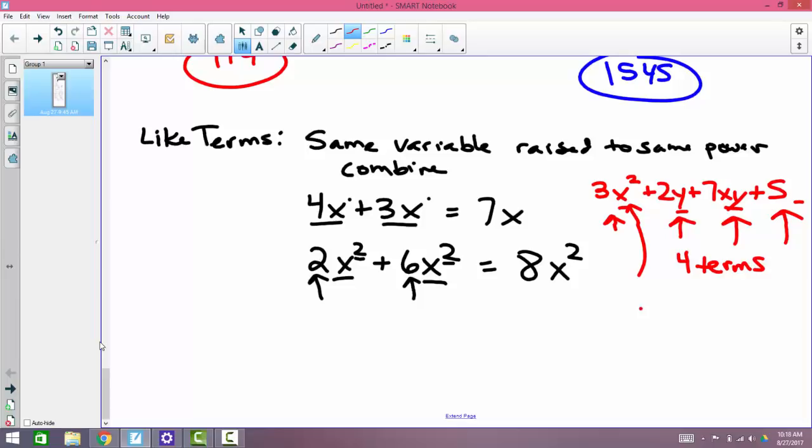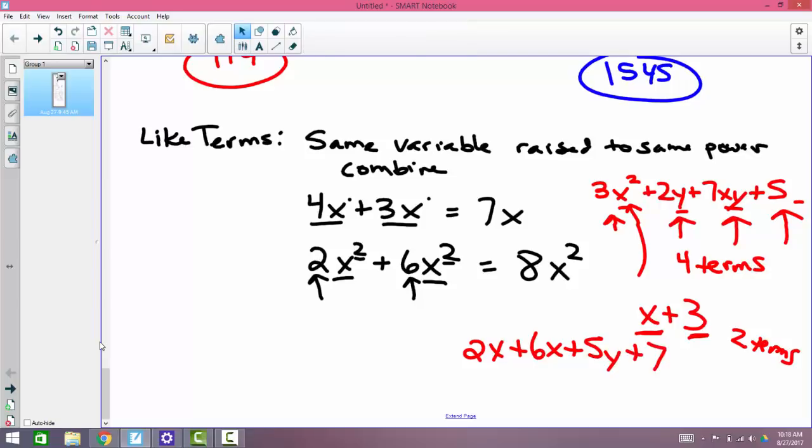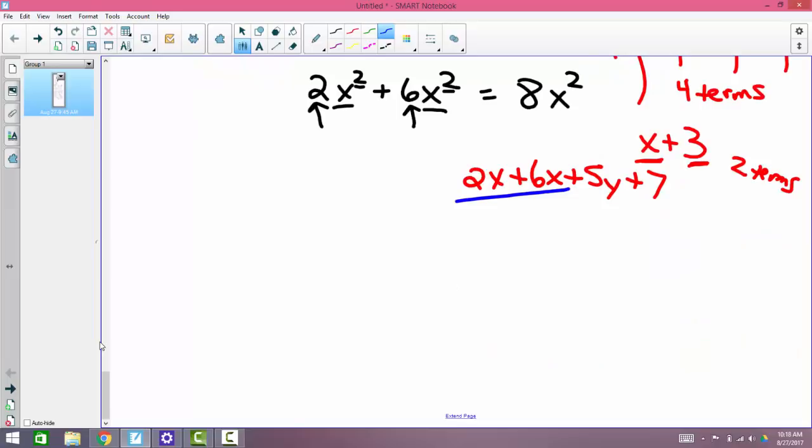If you have something like x plus 3, this has two terms. It has the x term and the number term. If you have something like 2x plus 6x plus 5y plus 7, you would need to put the like terms together before you think about how many terms there are total. So 6x and 2x is 8x, same letter. You have the 5y and the 7, one term, two term, three term. That's your answer.